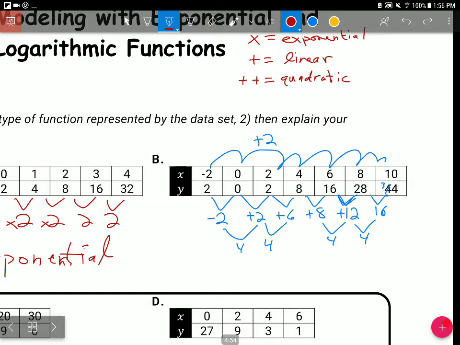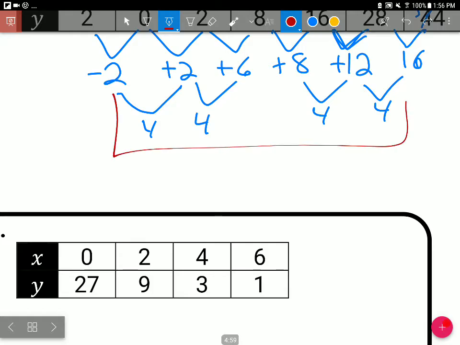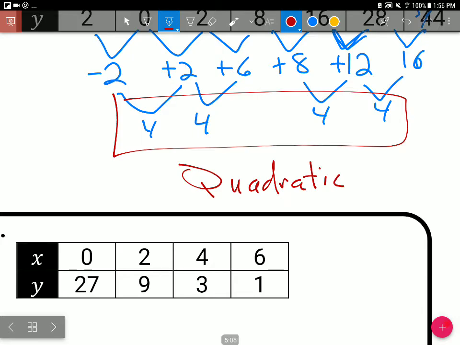All right, we're looking at the y's. So this is quadratic, because the second difference is the same. You're right, the x's have to be consistent. If the x's aren't consistent, then it doesn't matter what the y's are.